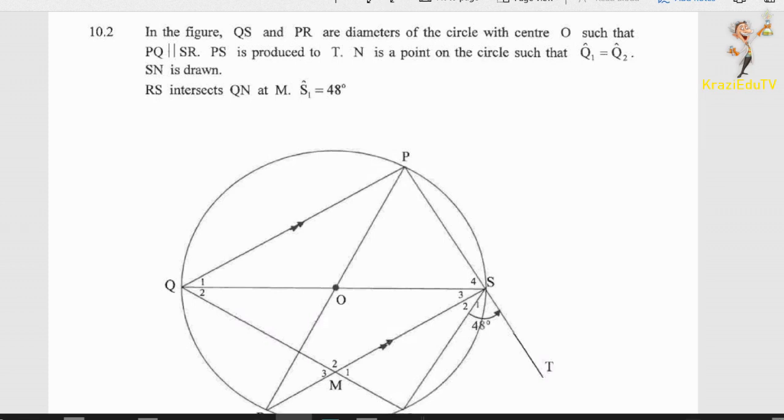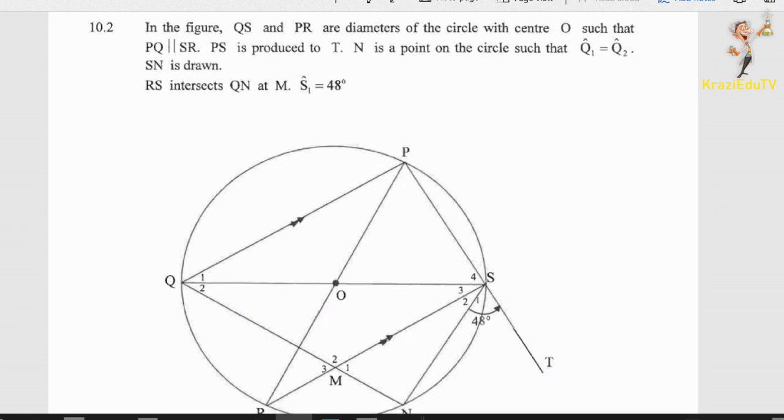In the figure, QS and PR are diameters. Okay, let's keep the word diameters. We know what you're thinking about right now. Center O such that PQ are parallel. Fine, it's going to be fun. It's really going to be fun. PS is produced to T, N is a point on the circle.